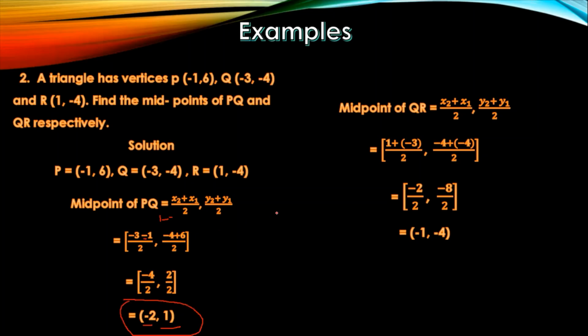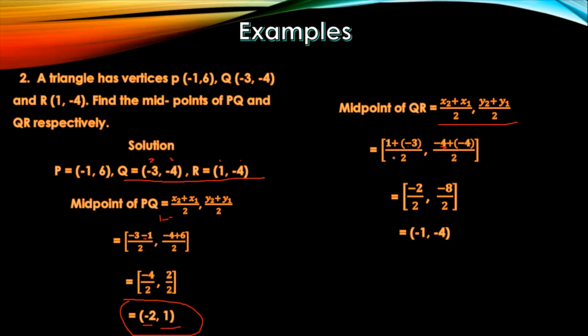Now the coordinate of the midpoint of QR can be calculated using the same formula but using different coordinates. That's the coordinate of Q and R, where this is our x1, this is our x2, these are y1, these are y2. Then we'll put this into our formula. Our x2 is 1. Our x1 is -3. So in this case, we have plus minus. Is that okay? Yes. Plus minus. Then our y2 is -4. That's why we have -4 here. And our y1 is -4. So we have plus minus here.